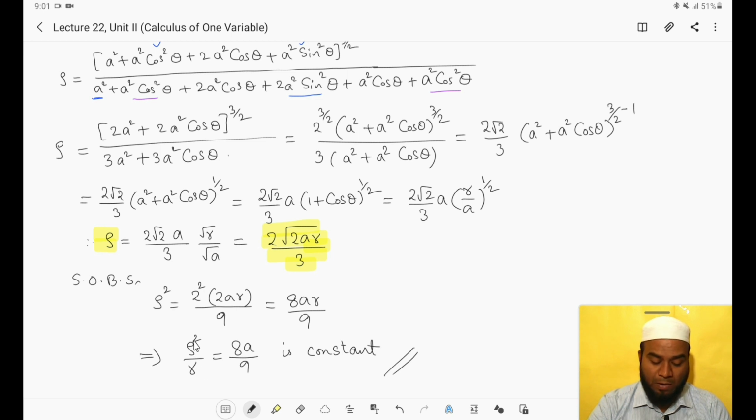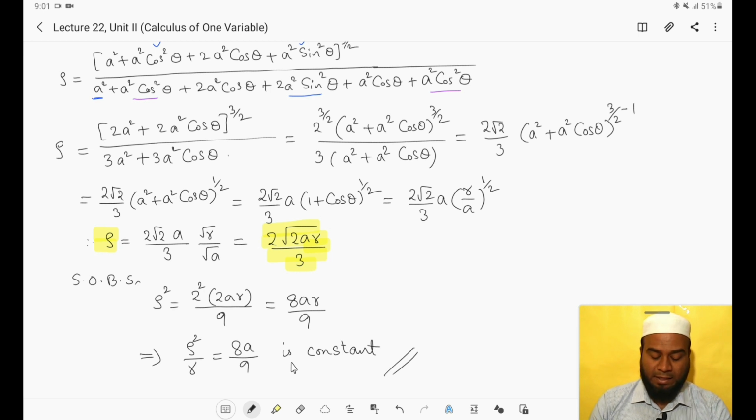Because we need rho square, we have taken the square on both sides of this. When we squared both sides, we got rho square equals 2 square, and the square root gets cancelled, then 2ar will remain, and 3 square is 9. So 2 into 4 is 8ar by 9. Because we need rho square by r, we have taken this r to this side, then we got rho square by r equals 8a by 9, which is a constant, right?